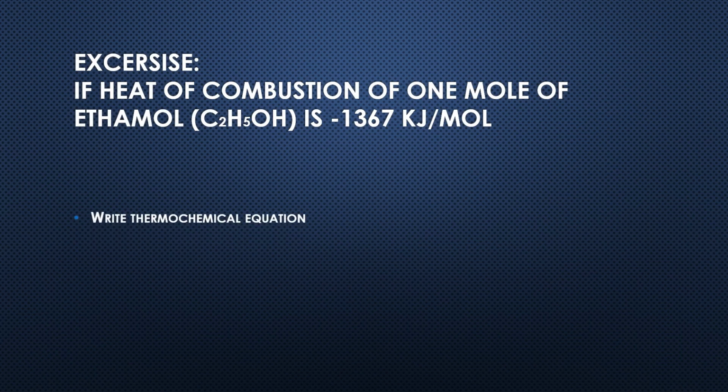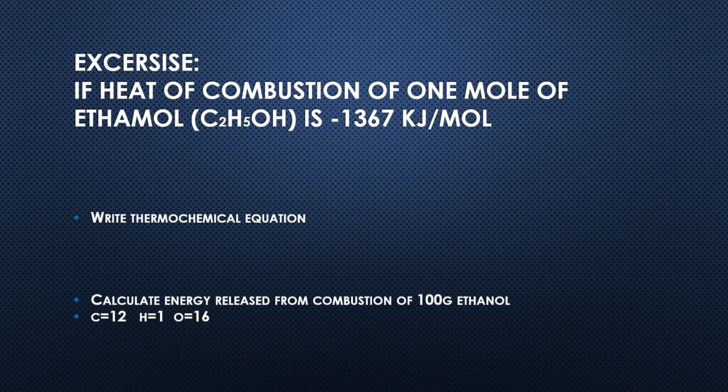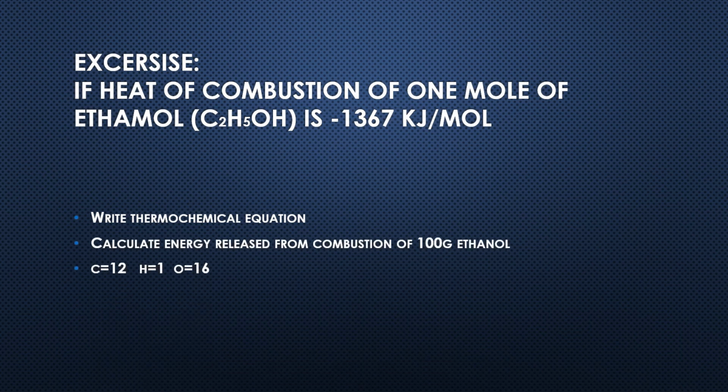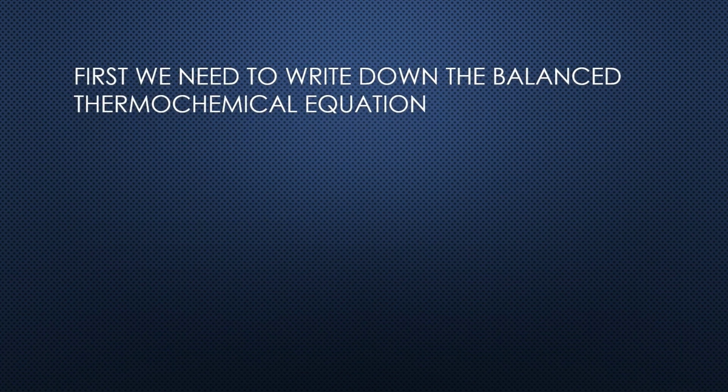Now let's have an example of what we said. If the heat of combustion of 1 mole of ethanol, C2H5OH, is minus 1367 kilojoule per mole, write the thermochemical equation. Calculate the energy released from combustion of 100 gram of ethanol, when C equals 12, H equals 1, and O equals 16. Let's start first by writing down the balanced thermochemical equation.